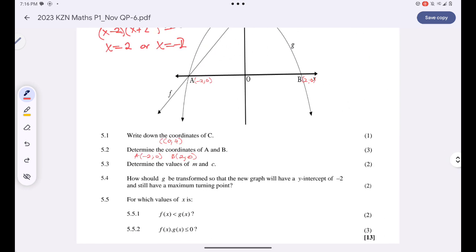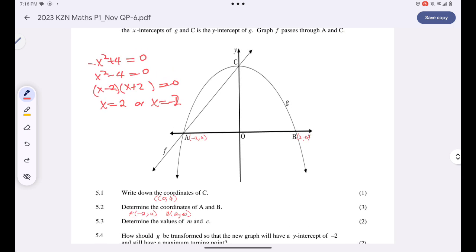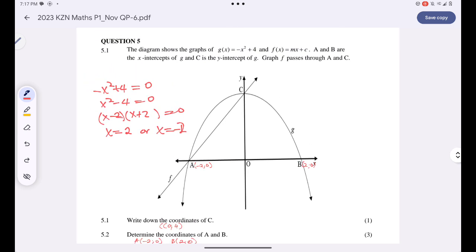Okay, now I'm supposed to determine the values of m and c. The c is equal to 4. Why is c equal to 4? Because c is the y-intercept of the graph of f and also the graph of g. So I have my equation as f of x being equal to mx plus 4. For me to find the value of m, I must just substitute any point on the graph.